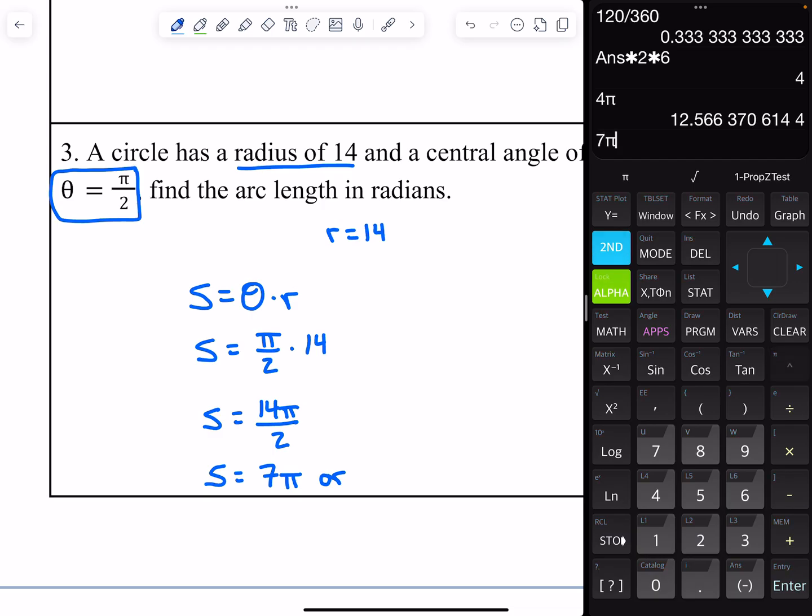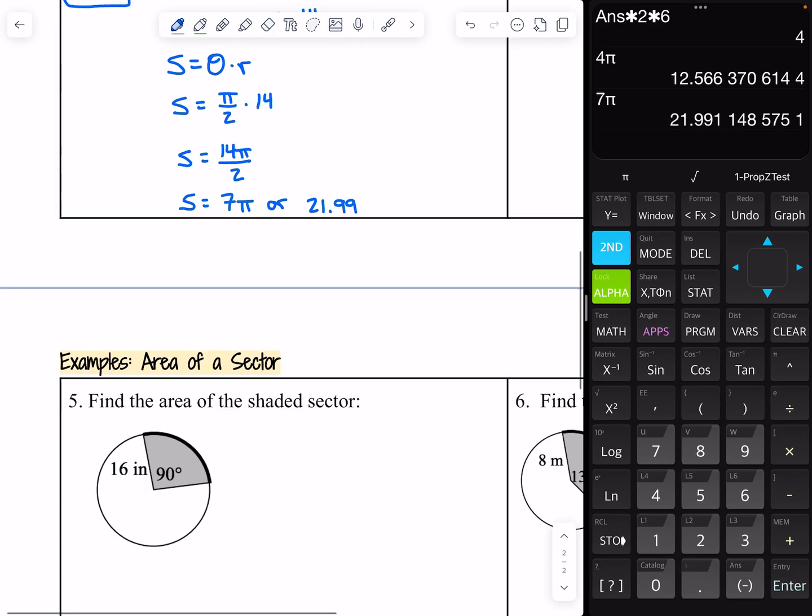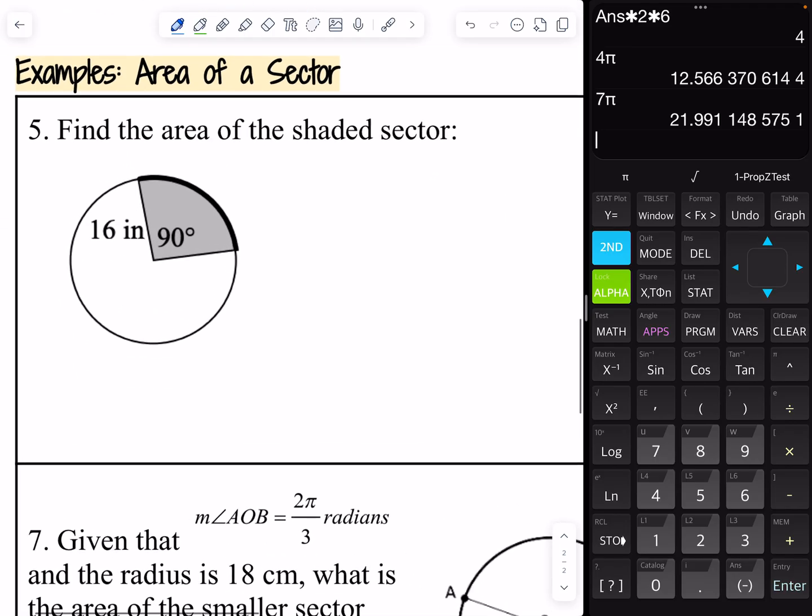So I could do 7 pi in the calculator, and I would get 21.99 if I need a decimal. But that would be it for number 3. Let's take a look at some more examples on the next page.